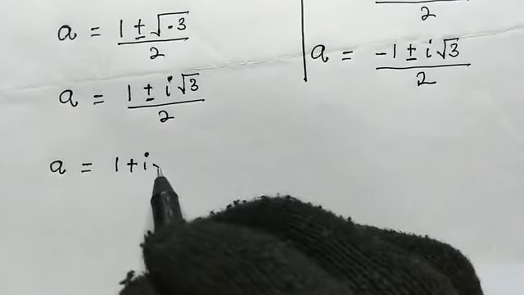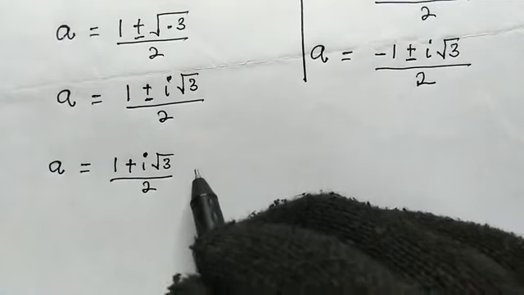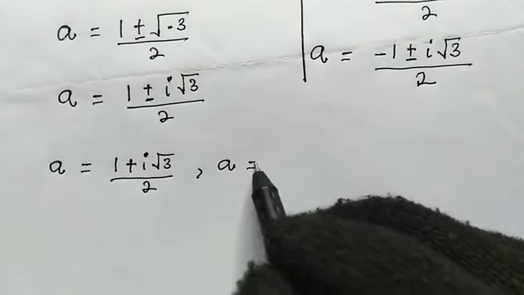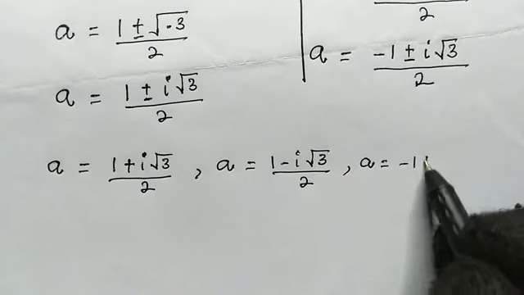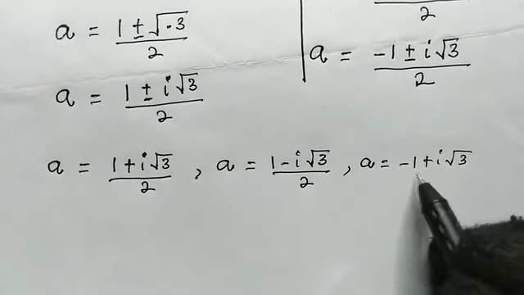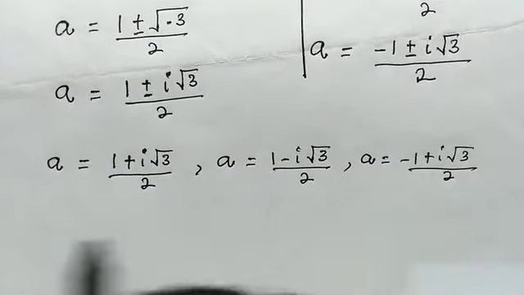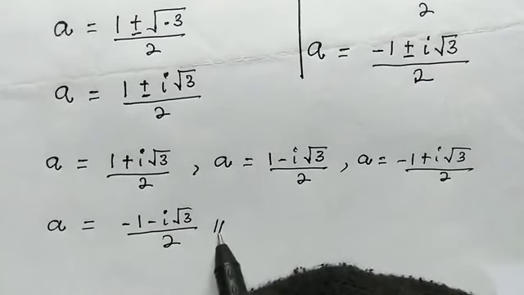So we have 1 plus i root of 3 divided by 2, right? And we have 1 minus i root of 3 divided by 2, and we have a equals negative 1 plus i root of 3 divided by 2, and finally, remember we're expecting 4 solutions, negative 1 minus i root of 3 divided by 2.